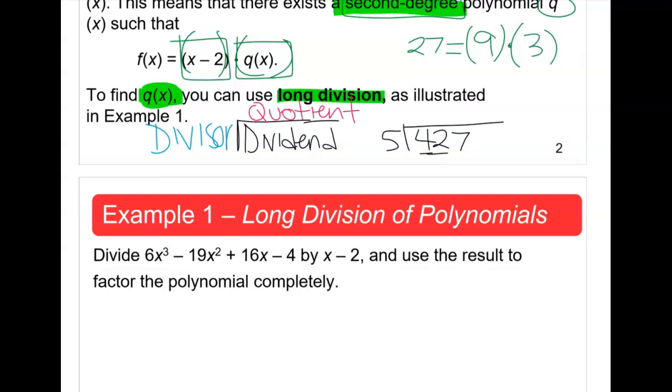And then we'll have some steps here, and then at the end we will have the remainder, not reminder, but remainder. Oops.